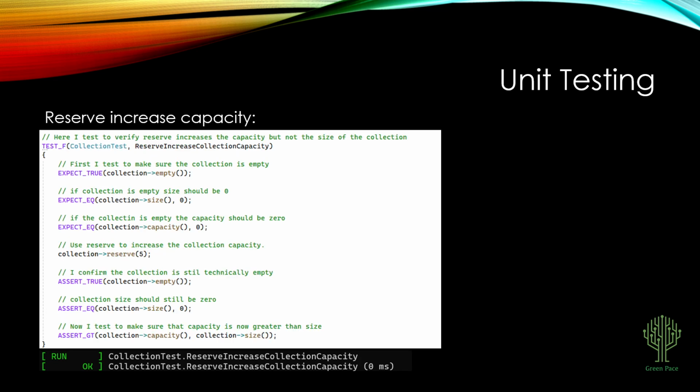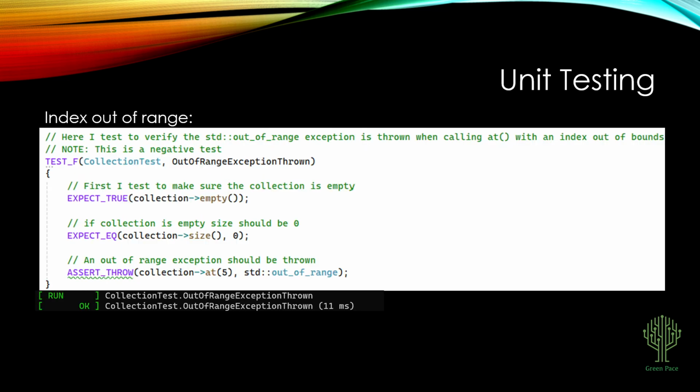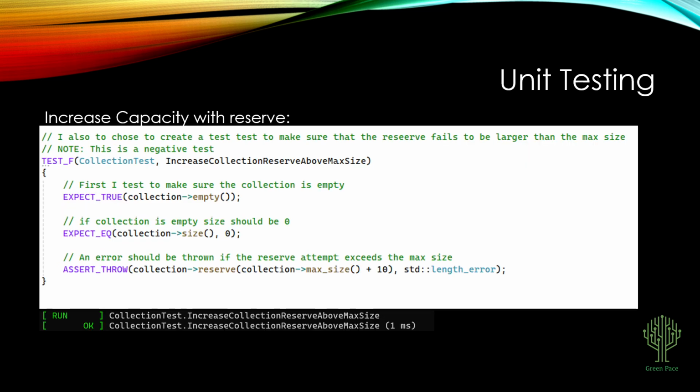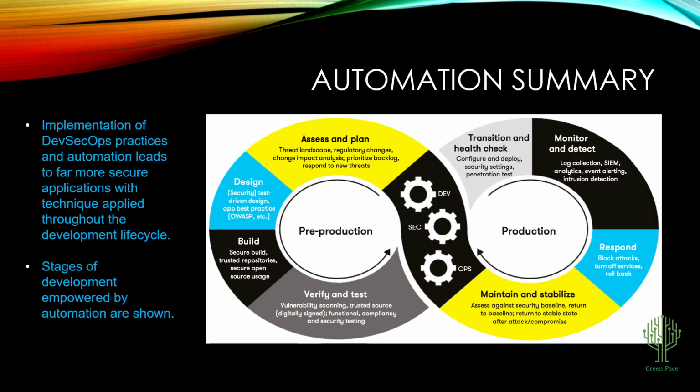After that, I tested the reserve method. I confirmed that it can increase the collection's capacity while leaving its size unchanged if no new entries are added. I wanted to make sure that trying to access elements outside of the valid index range triggered out-of-range exceptions, and this worked as expected. I followed up by testing the assignment of values to the collection and everything behaved as it should. Finally, I double-checked that calling reserve still only increases capacity without affecting the collection's current size.